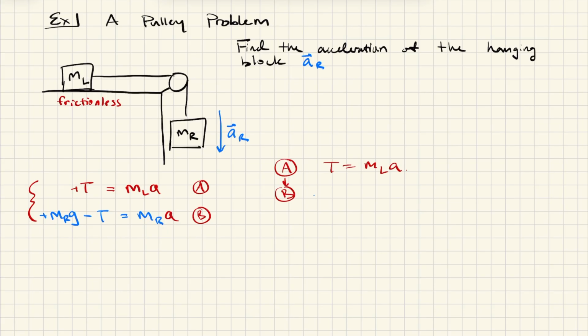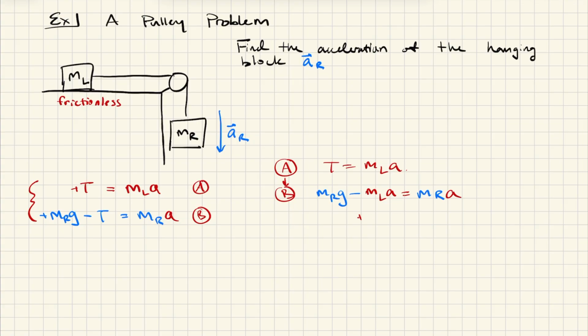it now reads mrg minus, and the tension is this mla, right? So mla is equal to mr times A. And so now the goal is to solve for the acceleration, right? We know that this red A is the same as this blue A because both of these things accelerate at the same rate. So all I need to do is solve for this A now.